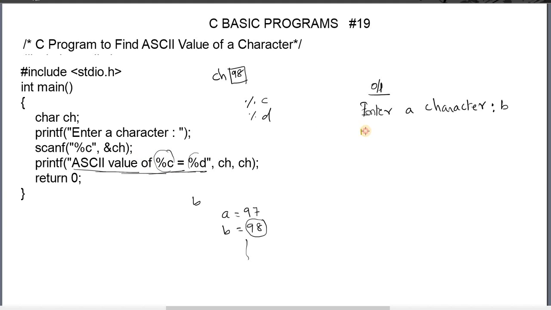Then the output of this is: ASCII value of b is equal to 98. Character and integer are both the same. If you use %c, you will get the character. If you use %d, the equivalent number we will get. Then return 0. 0 will be written. Then the program is terminated. Thank you.